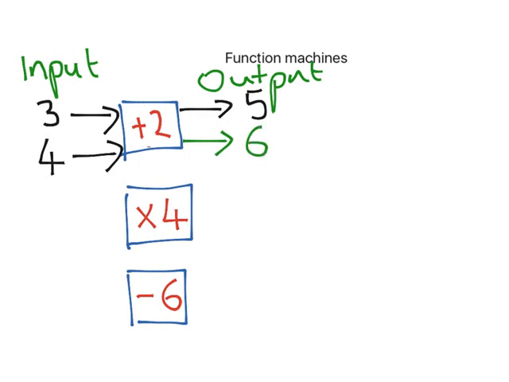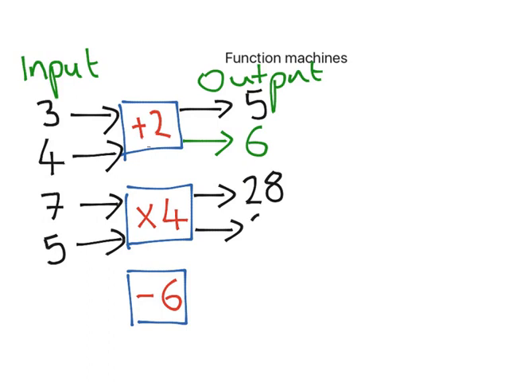Let's try one with the next machine. So if we put in the number 7, we would multiply it by 4, and my output would be 7 times 4, which is 28. So I want you to pause it and see if you can figure out what the output is if the input is 5. So if the input was 5, the output would be 20. 5 times 4 is 20.